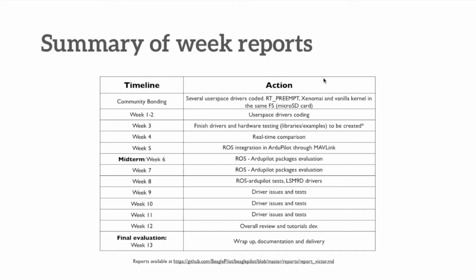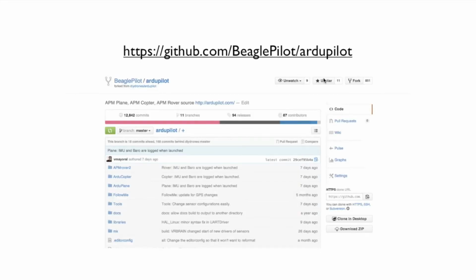during the community bonding period and the first weeks, some drivers were coded and tested. In week 4, some real-time comparisons were performed, mainly using the RT-preempt patched kernel, the Xenomai patched kernel, and a vanilla kernel. Then during weeks 5 till 9, some ROS autopilot integration was done. Pretty much some already available packages were evaluated. The ROS integration works, but it might need to be worked on a bit further, on the bridge. During weeks 9 till 11, some driver issues and tests were dealt with, and finally, some documentation and wrap up. The code is available at this repository.